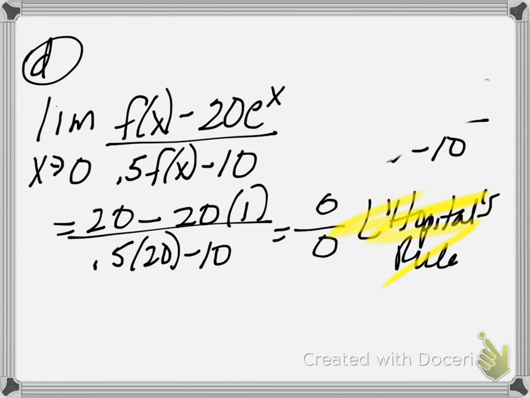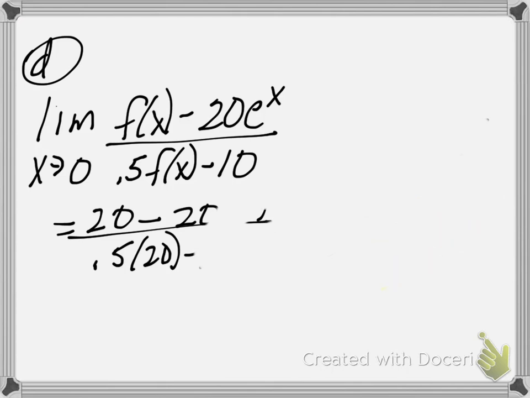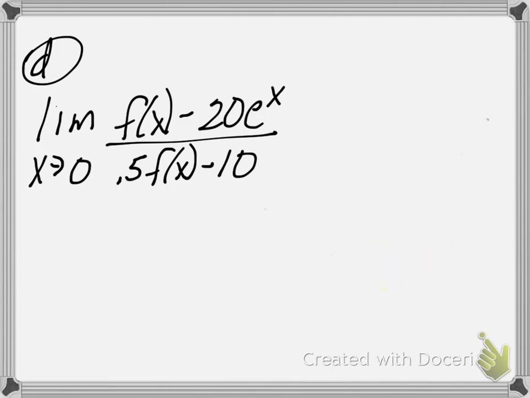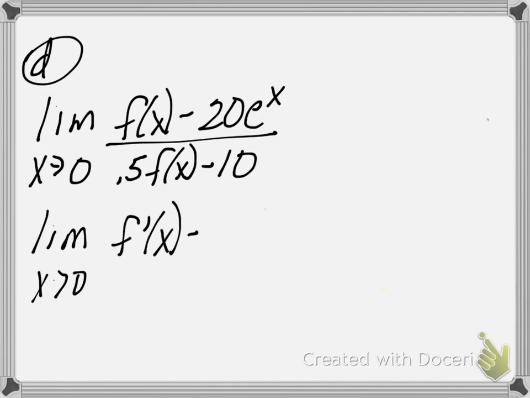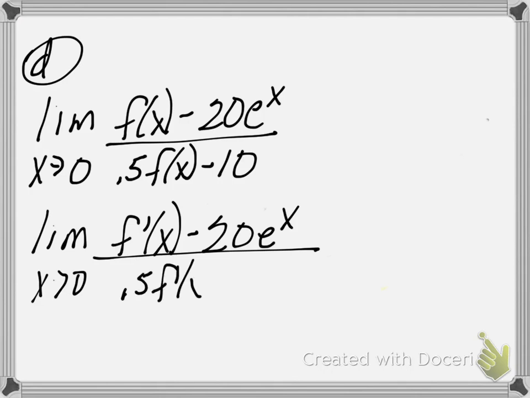All right, now that we wrote that we are going to use L'Hopital's rule, we obviously would not erase that on our answer sheet. We're now going to take the derivative of the numerator. The derivative of f of x will just be f prime of x, and then you're going to get 20, and the derivative of e to the x is just e to the x. Remember, this is not a quotient rule. You do the numerator and denominator separately. So for the denominator, you're going to get 0.5 times the derivative of f of x, which is f prime of x, and the derivative of negative 10 is just going to be 0. So let's try to substitute now and see if that will work, or if we need L'Hopital's rule again.